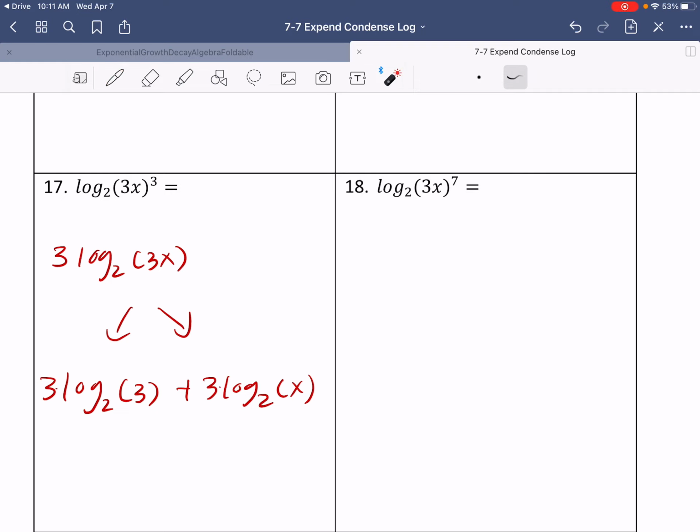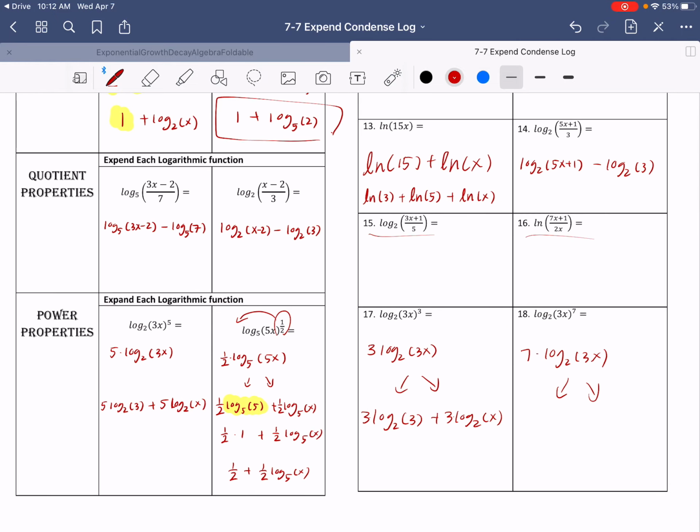If you put this one into a calculator, you're going to get ugly fractions, so you don't have to do that part. It's the same thing here, like that. And you can break it apart. So that's all you need to know.